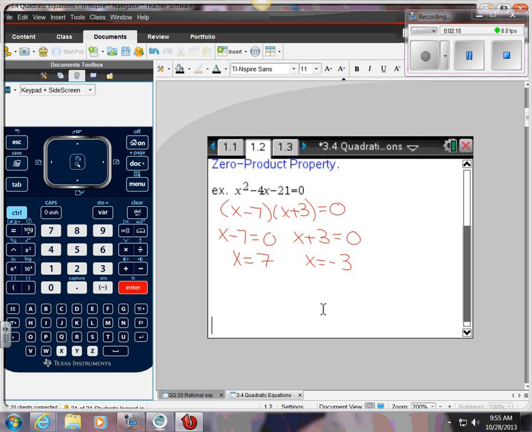When I have more than one solution, how do I write my solution set? Negative 3, 7. Curly brackets, I guess they're called braces, right? Okay. Difficult? No, so it's the same thing we've been doing, except now we've added an additional step where we're actually solving for the variable. Are we okay so far? All right, so let's move on to the next page.